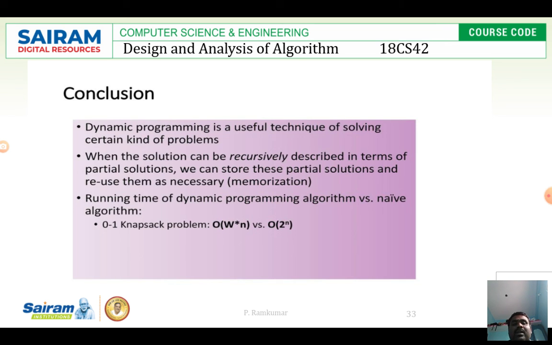Dynamic programming is a very useful technique for solving certain kinds of problems. When the solution can be recursively described in terms of partial solutions, we can store these partial solutions and reuse them whenever required. And the running time of the dynamic programming algorithm versus the naive algorithm will be order of W into N versus order of 2 to the power of N. This is called the knapsack problem 0, 1.